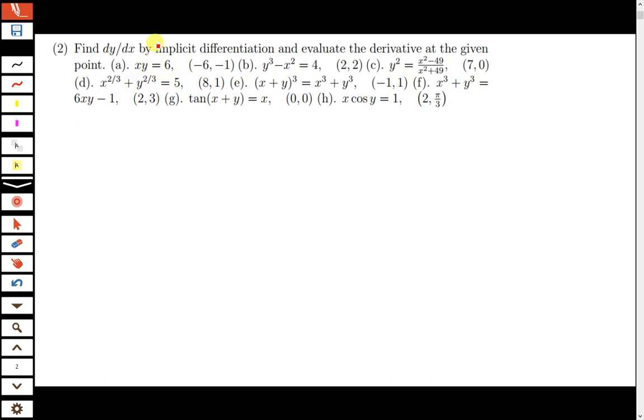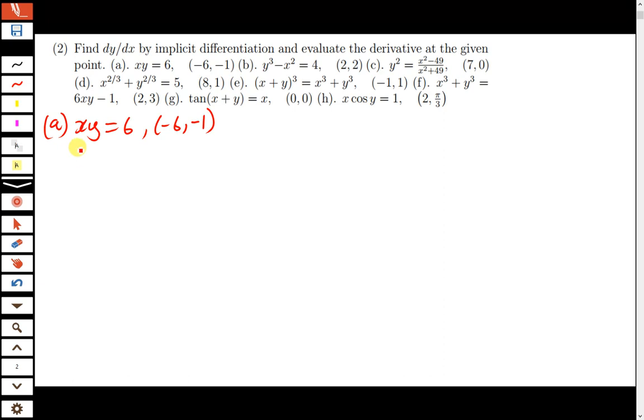Let's quickly begin to find the derivatives. I'll start with the first one, part a. We have xy is equal to 6, and the point has been given to be (-6, -1).